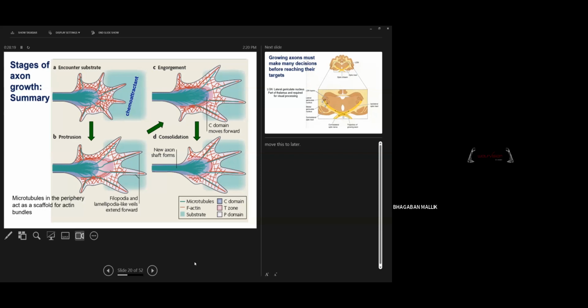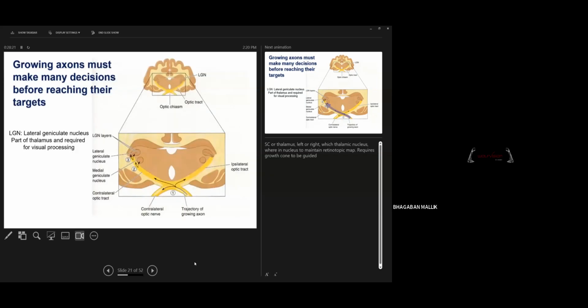Okay. So here I showed you molecularly how growth happens at the growth cone, and how the actin and microtubules interact to form actin bundles at different regions of the growth cone.